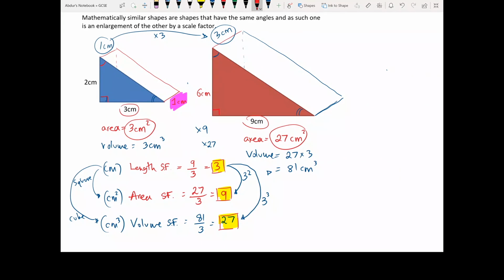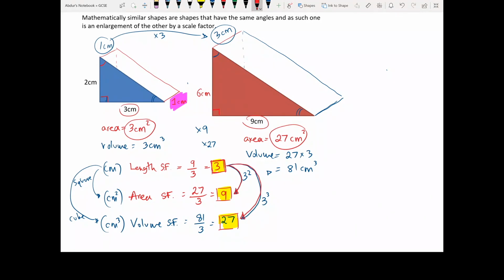So the idea is, if you want to work out all the scale factors and you're given area or volume, always start by finding out the length scale factor first by either square rooting the area scale factor or cube rooting the volume scale factor. And once you have the length scale factor, you can then get to any of the other scale factors by either squaring or cubing.